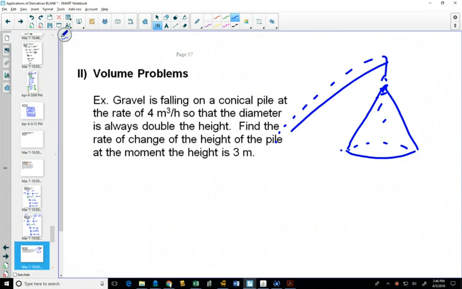So this happens with gravel. If you ever work on a farm with grain and you're dumping it in a pile, it always makes a perfect cone.